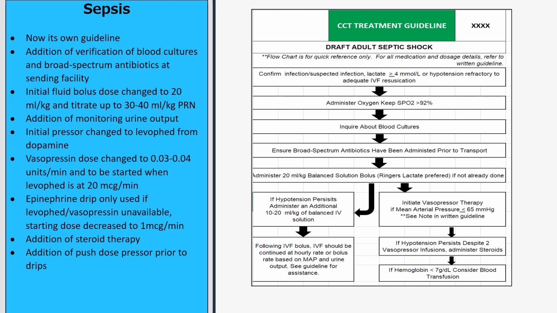The initial pressor has been changed to Levophed from dopamine. Vasopressin dose has been changed to 0.03 to 0.04 units per minute and is to be started when Levophed is at 20 mics a minute. Epinephrine drips are only used if Levophed and vasopressin are unavailable, and the starting dose was decreased to 1 mic per minute. Steroid therapy has been added, and push-dose pressors prior to drips have been added.